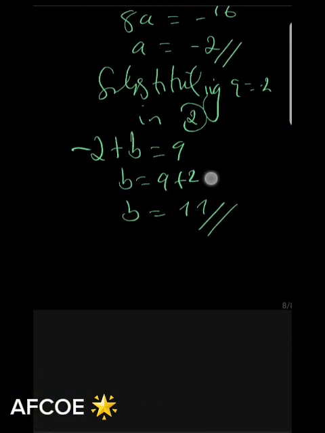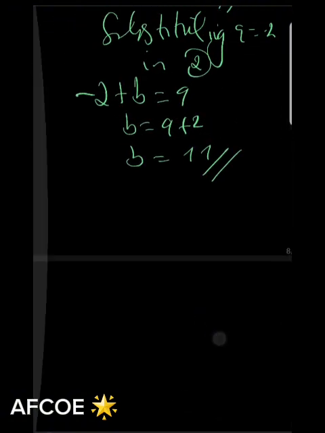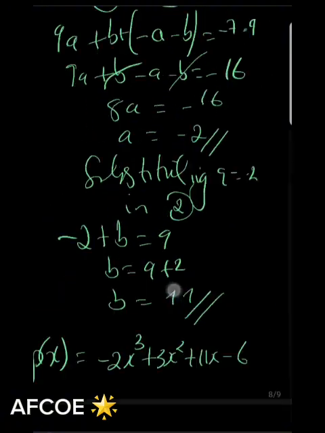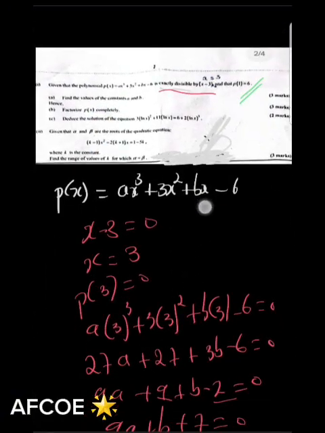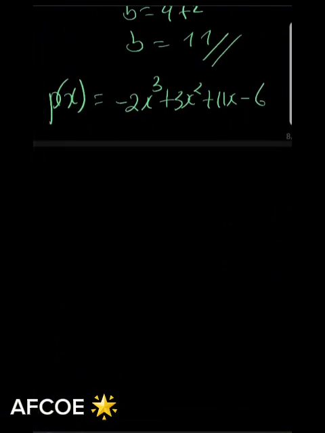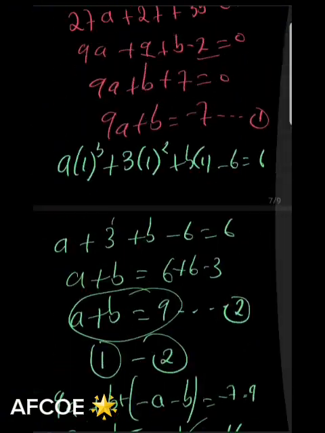Very easy. So now we move to the other part. The other part is saying that our p of x will now be equal to a, which is negative 2. So that will be negative 2x cubed plus 3x squared, if I can remember, plus 11x minus 6. So this is now our p of x with the known values of a and b.